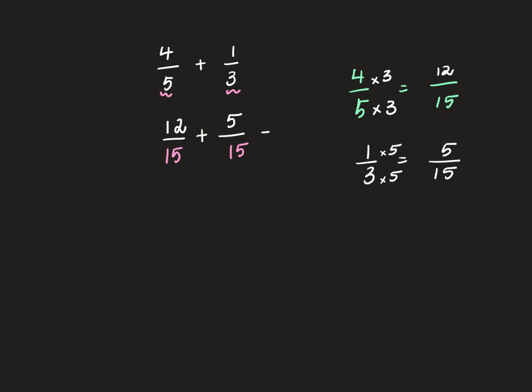The denominator is the same. So the new denominator for my addition is still going to be 15ths, and I just add the numerators. 12 plus 5 is 17. 17/15 is my answer. Now, some of you may be concerned that that here is an improper fraction where the top is bigger than the bottom. But this is not a problem. Don't even worry about it. 17/15 is fine as your answer. Don't change it to 1 and 2/15 or anything. Just leave it as it is.